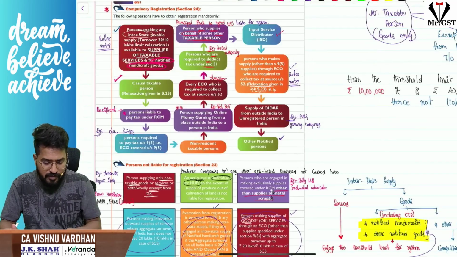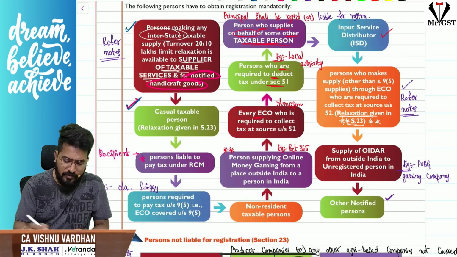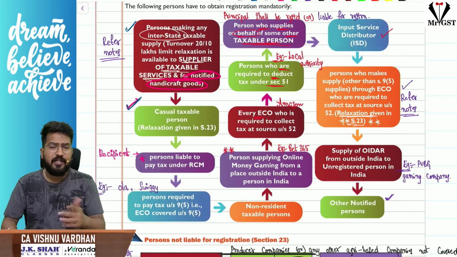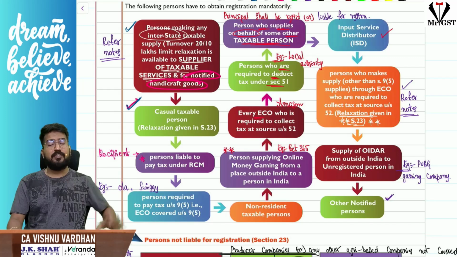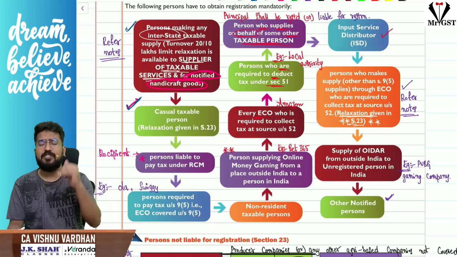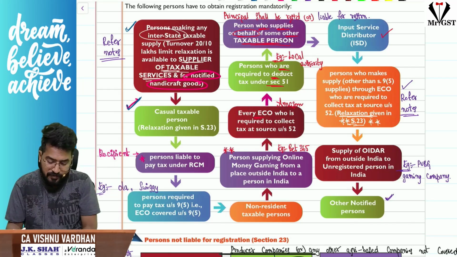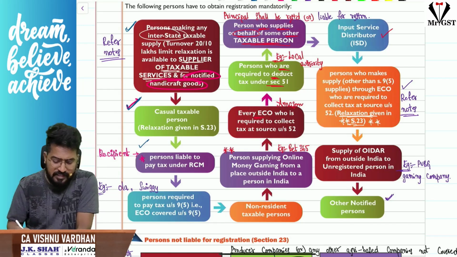Now the next one. Sir, casual taxable person. Casual taxable person is the same story. With respect to notified handicraft goods, yes, he can enjoy the relaxation, but otherwise he has to definitely take registration. If he is dealing with notified handicraft goods, handicraft goods means goods predominantly made by hand, at least 51% by hand, and 49% machinery is fine. Next, the person is liable to pay tax under RCM.